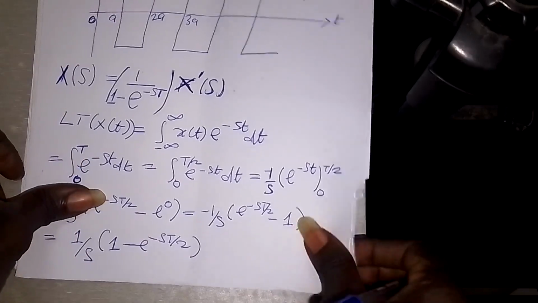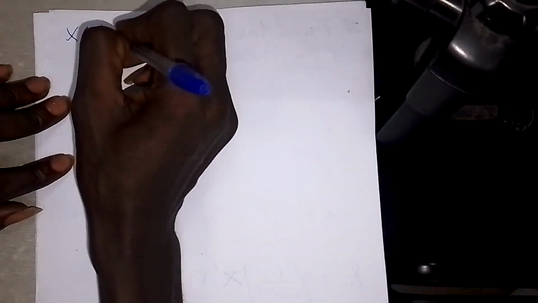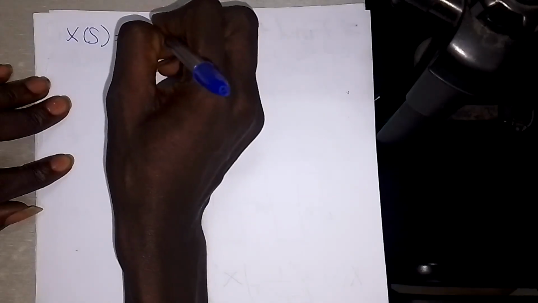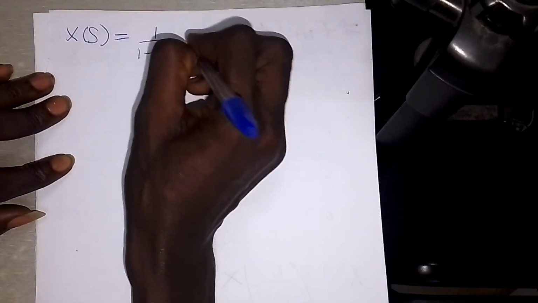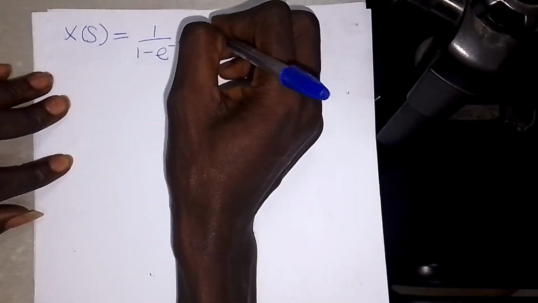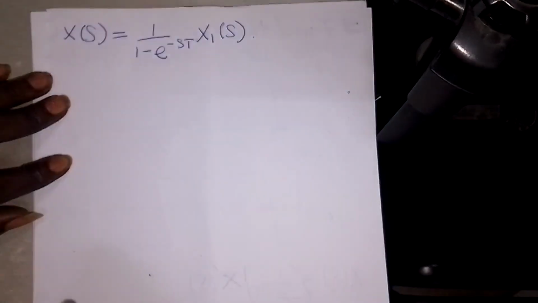Now if I turn over and continue, I just have to multiply this: X(s) is equal to 1 over 1 minus e to the minus sT, into X1 of s.